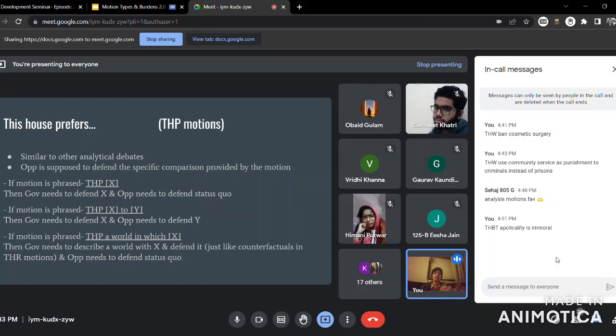Op has to do the opposite. They also have to describe this world and paint that world as worse than status quo and eventually prove that, listen, status quo is a better world. We should prefer status quo to this imaginary world. What can be an example of this motion?